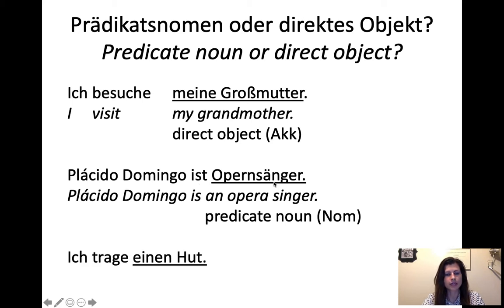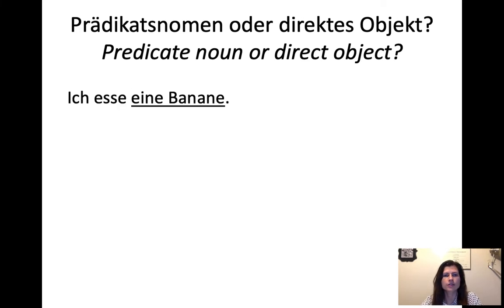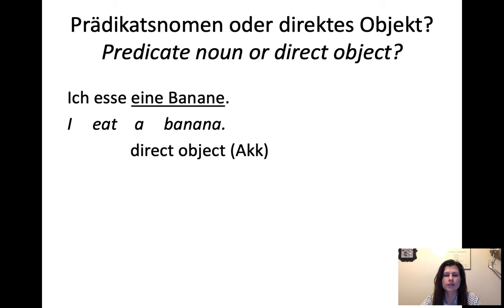Okay, but we can try Ich trage einen Hut, which is I wear a hat, and then that's a direct object because I wear what? I wear a hat. So let's try Ich esse eine Banane. I eat a banana. Is eine Banane going to be a predicate noun or a direct object? It's a direct object because it receives the action of eating.